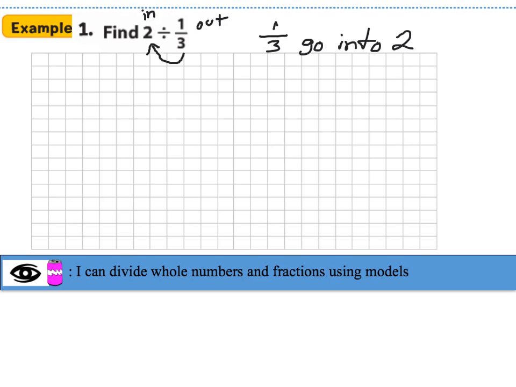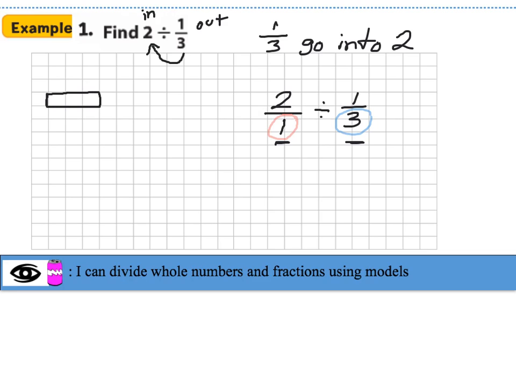So to start this process, I'm going to rewrite this problem as 2. And anytime you have a whole number, let's make 2 look like a fraction by placing a 1 right below it, divided by 1/3. Now, the next thing I want to do is take a look at my denominators, because that's how I'm going to start designing my model. I've got a 1 in the first fraction, and I've got a 3 in the second fraction. So using those two numbers, I'm going to create a box that is 1 by 3 boxes long.